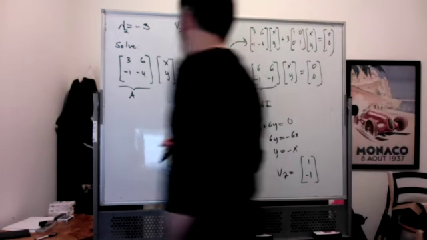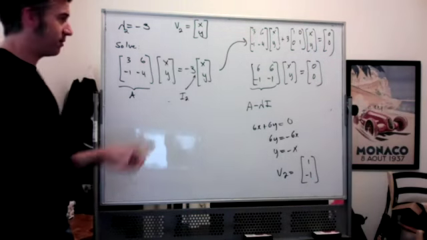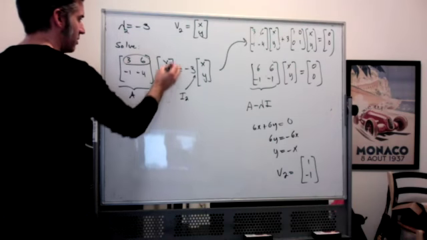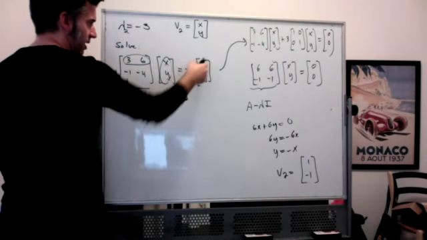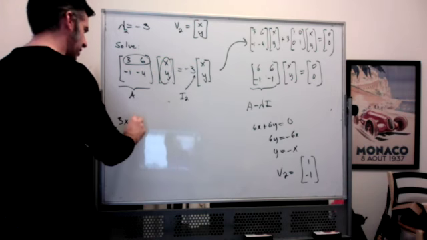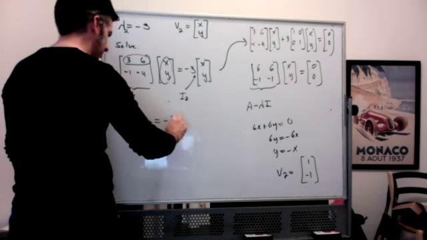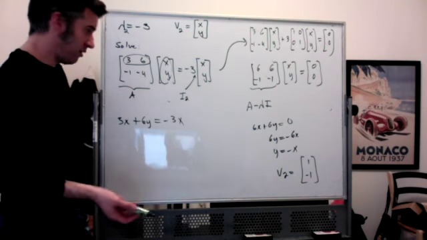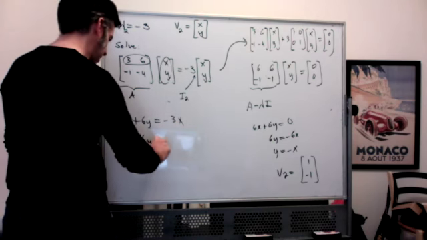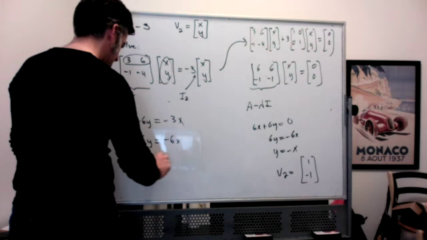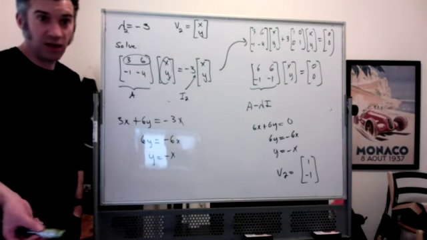Or we can do it over here. If I just start off right away by saying I'm going to multiply this with this equal to that, 3x plus 6y equals -3x. Solve for y: 6y equals -6x, y equals -x. You get the same thing.